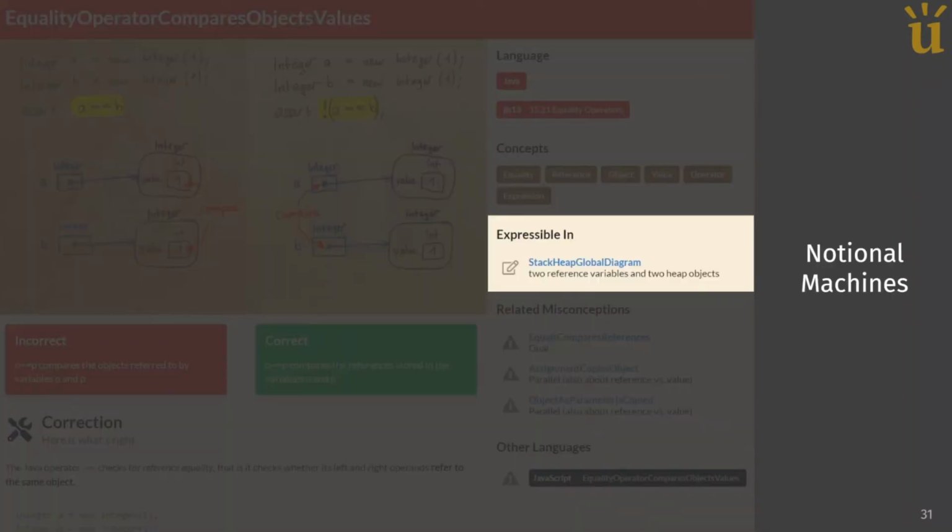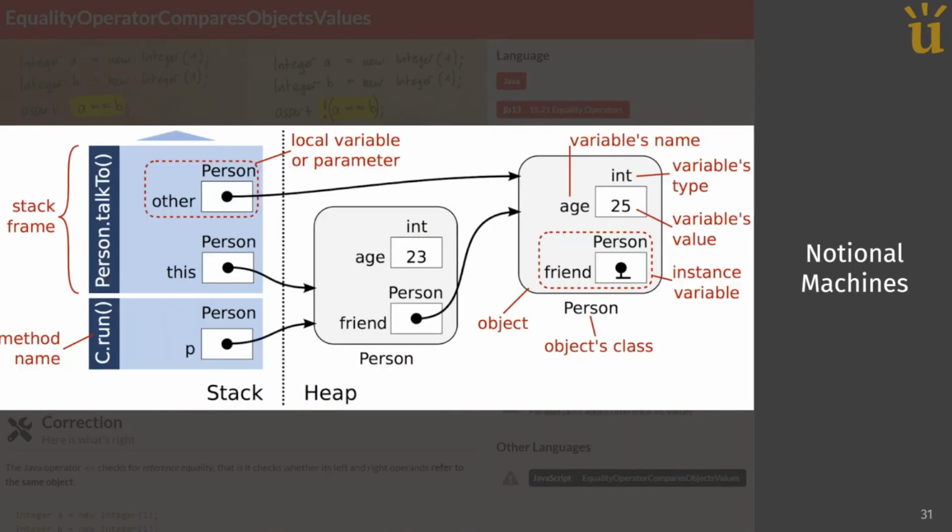We say when misconceptions can be covered by notional machines, meaning representations and pedagogic devices that can be used in teaching some programming concepts. For example, here is an example of a stack and heap diagram, which is one of the notional machines we use in programming fundamentals too. And it can help uncover some of those programming language misconceptions.